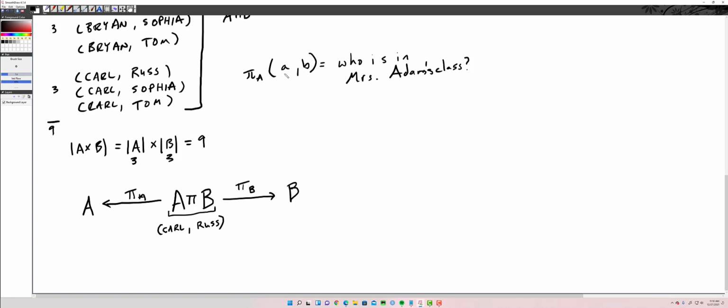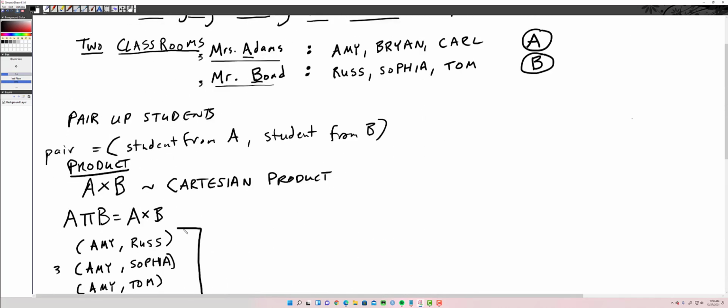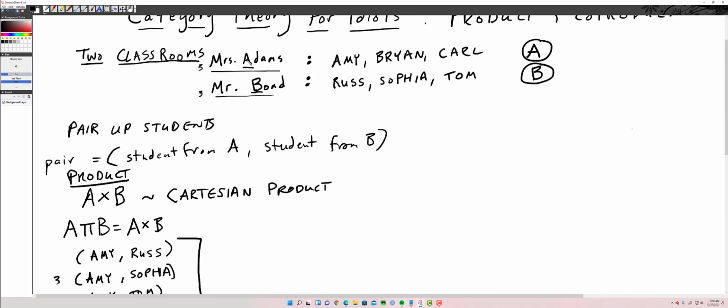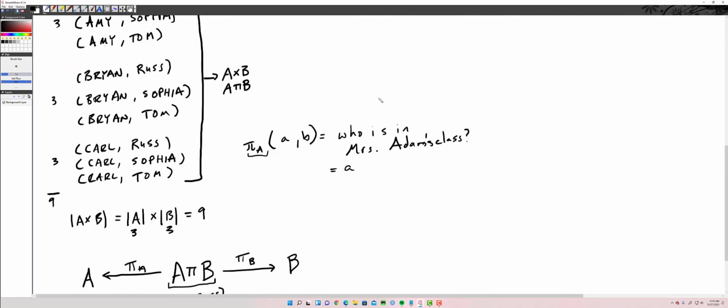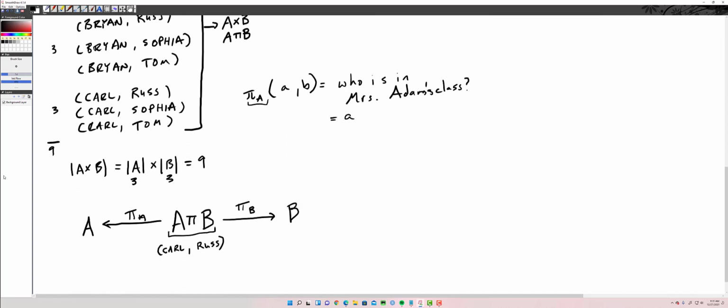Whatever. Who of this pair is in Mrs. Adams' class? That is the definition of this pi A. In which case, the answer is whatever A is. Right? That's who we created the pair in mind with. Right? We took an element of Mrs. Adams' class, and we paired it with an element from Mr. Bond's class. So in this case, pi A is just, in this pair, Carl and Russ, and again, I'll bring this set up here so you can see, Carl is in Mrs. Adams' class, right? So the answer to this question, who's in Mrs. Adams' class, is Carl, right?